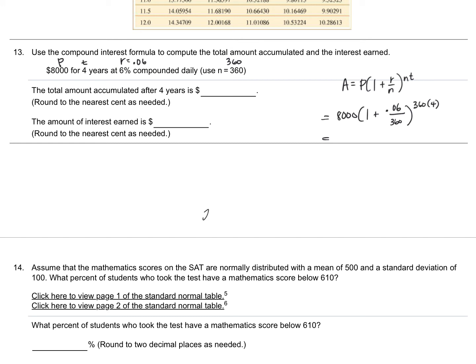So the total amount accumulated after 4 years, this gives you the total amount, $10,169.79. The amount of interest earned, so to find the interest, you simply subtract what you just found minus the 8,000, which was the principal, and you get $2,169.79.